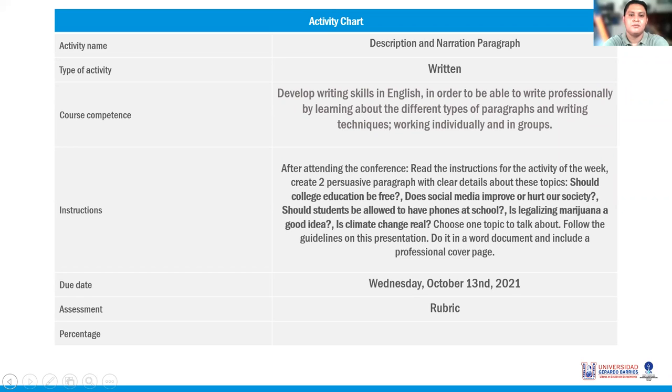Carlos, I'm going to help you there, okay? Yes, thank you. So to that question, if you think that legalizing marijuana is good, you have to convince others that it is good. If you think that legalizing marijuana is not good, you have to convince others that it is not a good idea. So it depends on you, right? On what do you think? Yeah, I get it. Okay. Thank you.